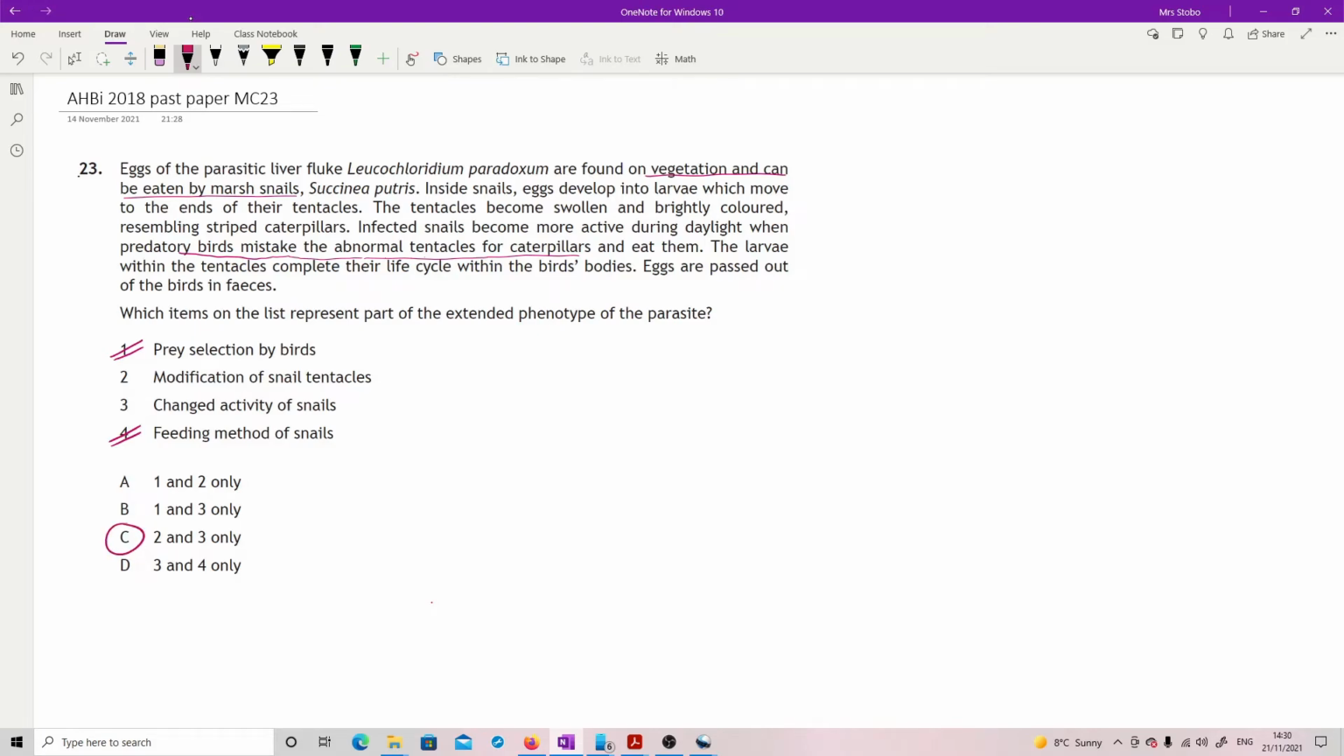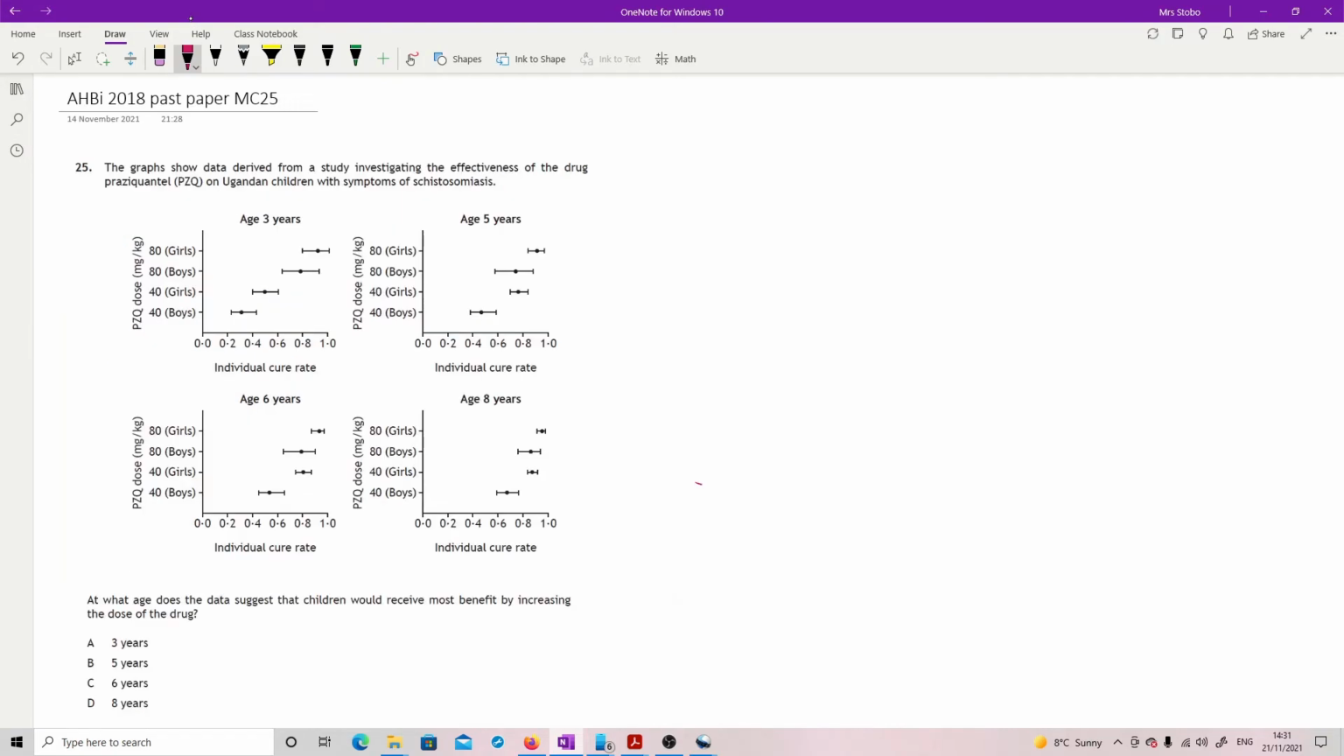But to be clear why, modification of the snail tentacles, they've become swollen, brightly coloured. So this is something that you're seeing out with the organism, but in the snail. And activity of the snails changing. Again, that is definitely something which happens out with of itself, but is definitely part of its parasitic phenotype. Okay, so 2 and 3.